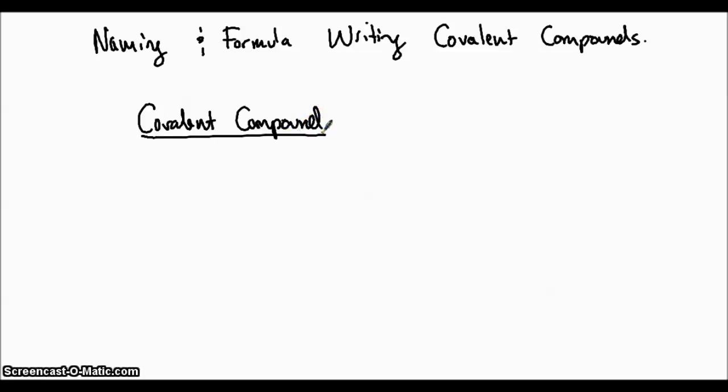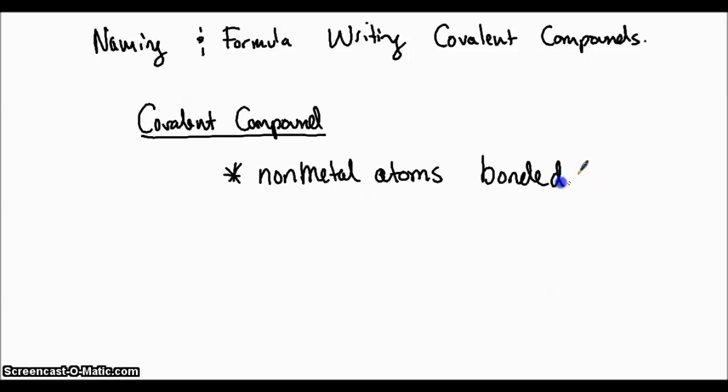Up to this point what we've been dealing with is ionic compounds. In a covalent compound what you have is non-metal atoms bonded together. So in the ionic we had a metal and a non-metal, and they were ions.